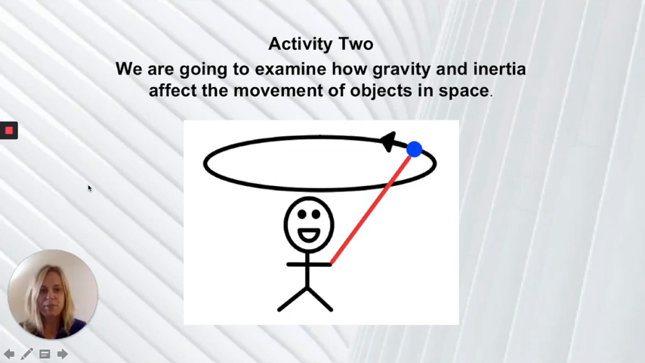What happened when you let go of the string? Did the ball fall straight to the ground? Where did the ball go?